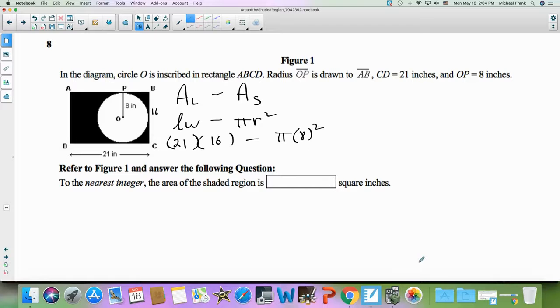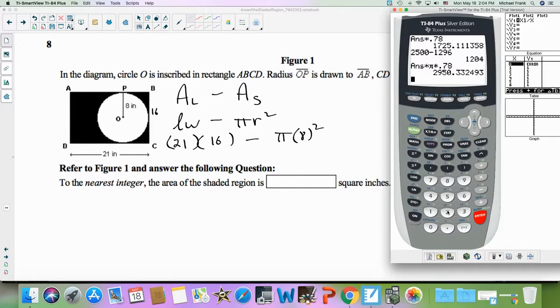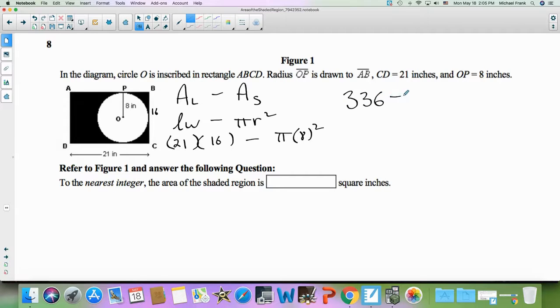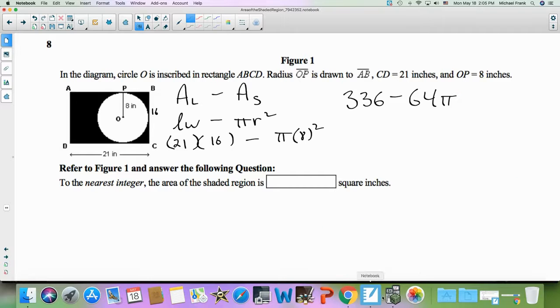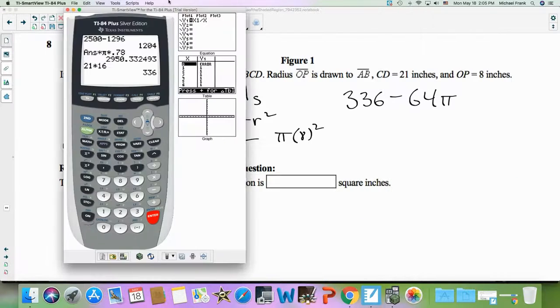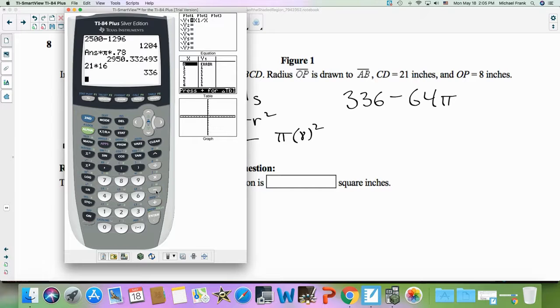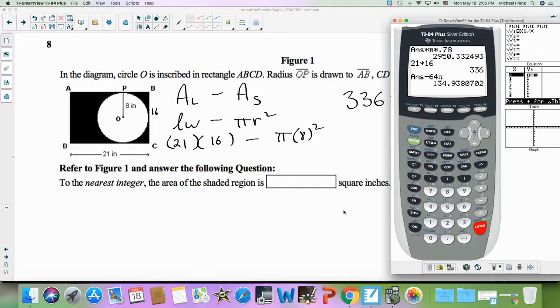If we wanted to simplify this before we put this in the calculator, 21 times 16 is 336. So this is going to be 336 minus 64 pi. That would be our answer in terms of pi. However, they wanted us to the nearest integer. So we're going to put that in the calculator. There's my 336. It's already there. My 64 pi. And there's your answer. To the nearest integer is going to be 135.